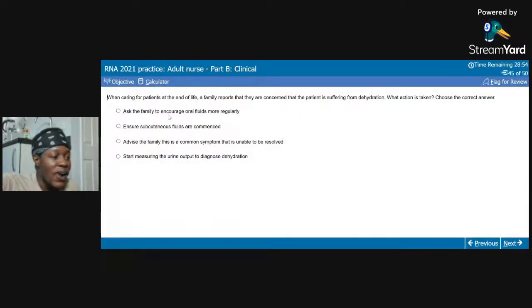Okay, let's go on. Ask the family to encourage oral fluids more regularly now. Ensure subcutaneous fluids are commenced. Advise the family this is a common symptom that is unable to be resolved. Start measuring the urine outputs to diagnose dehydration. I would go with this. Because we are not so sure of which stage of end of life this person is, that's why I would go with this one.